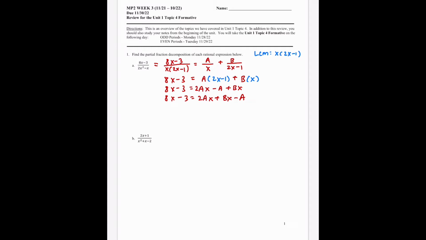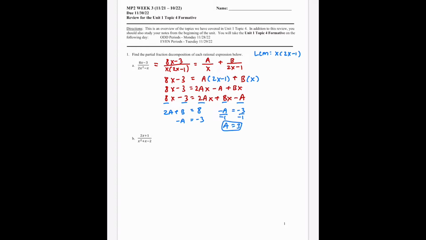Notice a couple things here. 8 is really just 2a plus b, so 2a plus b is equal to 8. And negative 3 is just equal to negative a. So this problem is kind of silly. If negative a is equal to negative 3, divide both sides by negative 1, and a is positive 3.